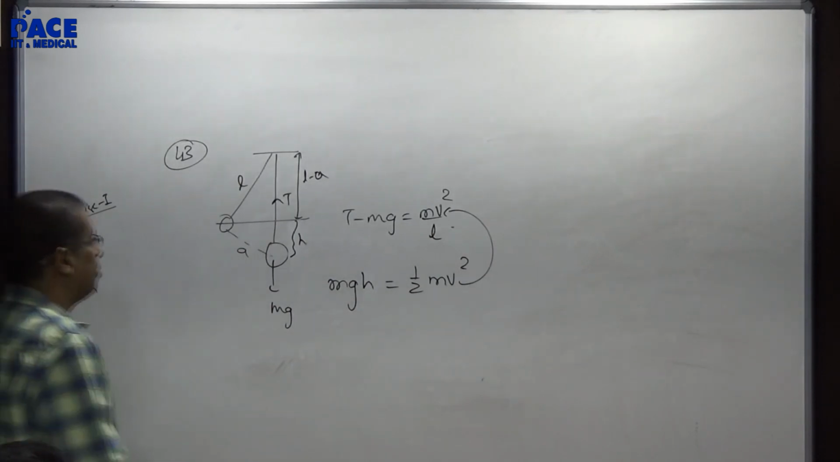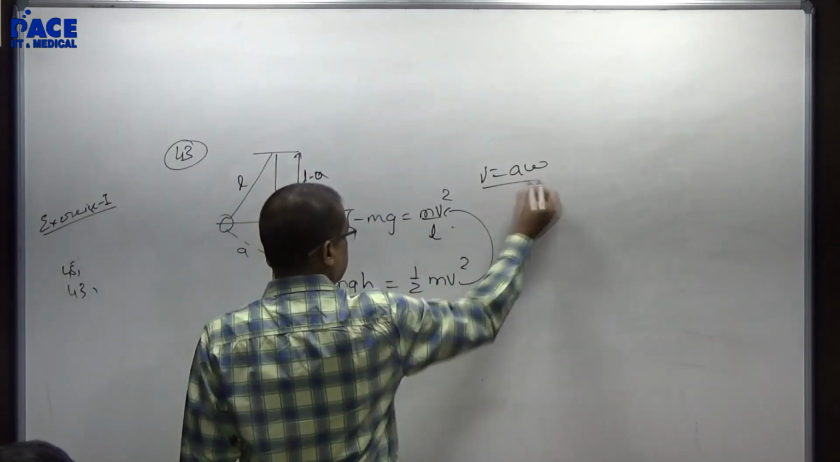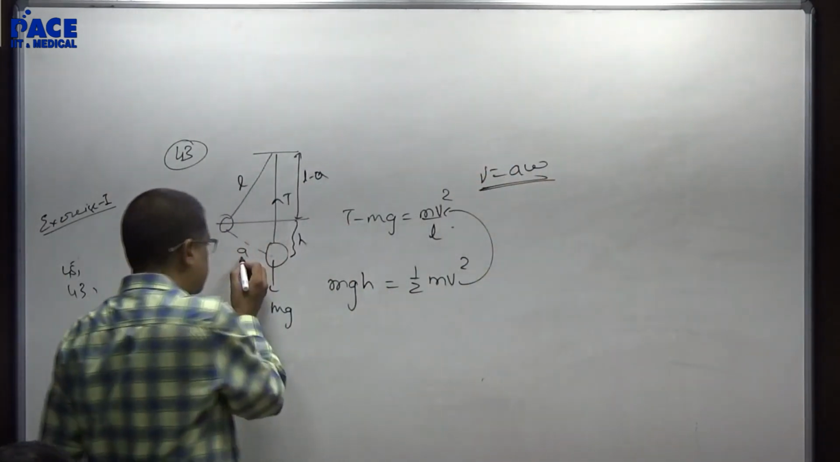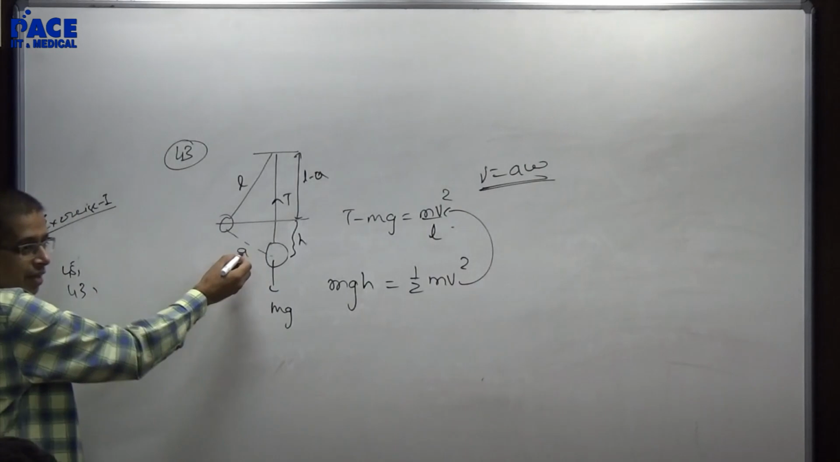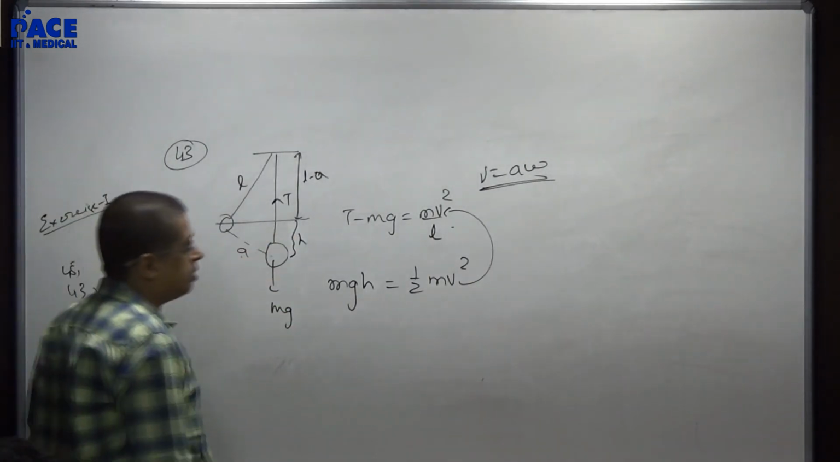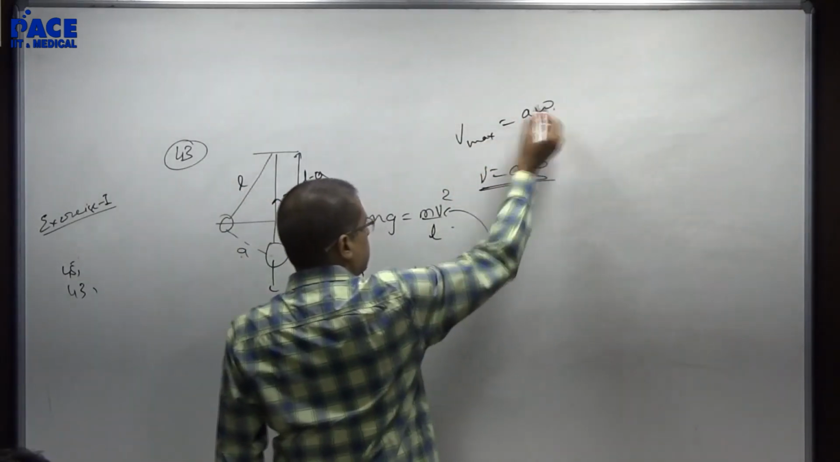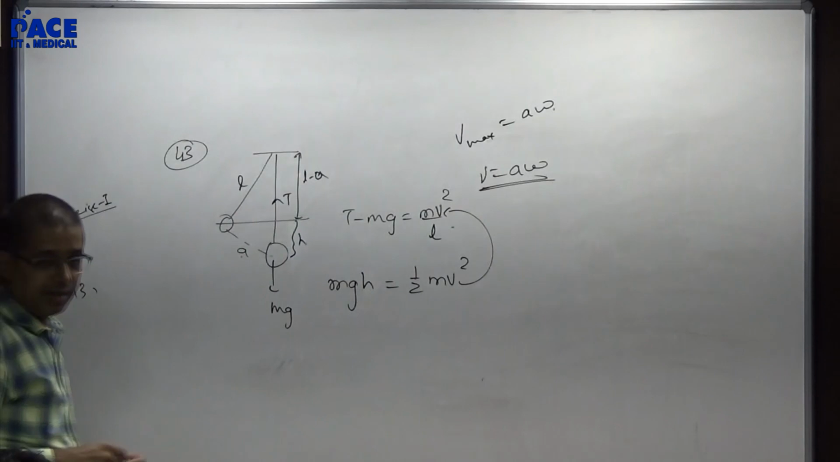Then listen, you don't need to do all this also. Put V is equal to A omega. A is the amplitude. That means this is only A. At the bottommost point, V will be maximum. Maximum V means V maximum is equal to A omega. Is that right?